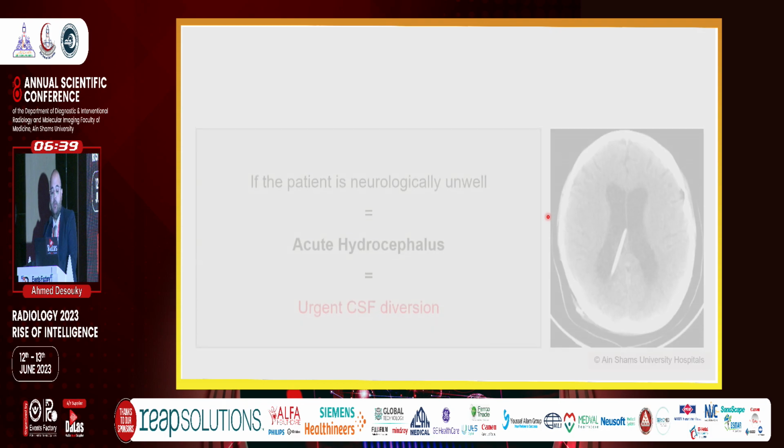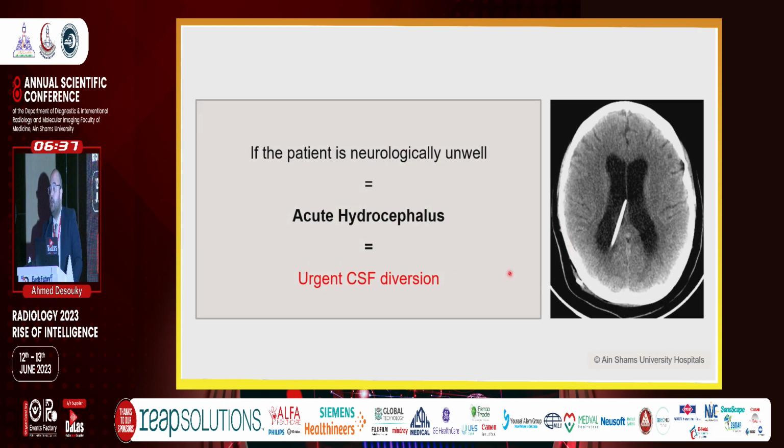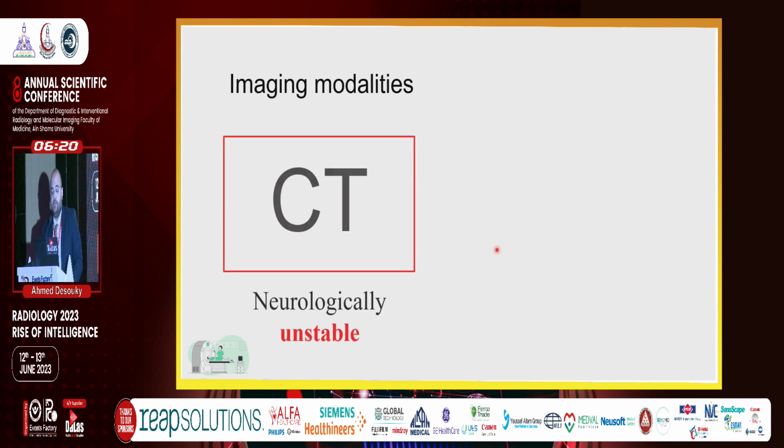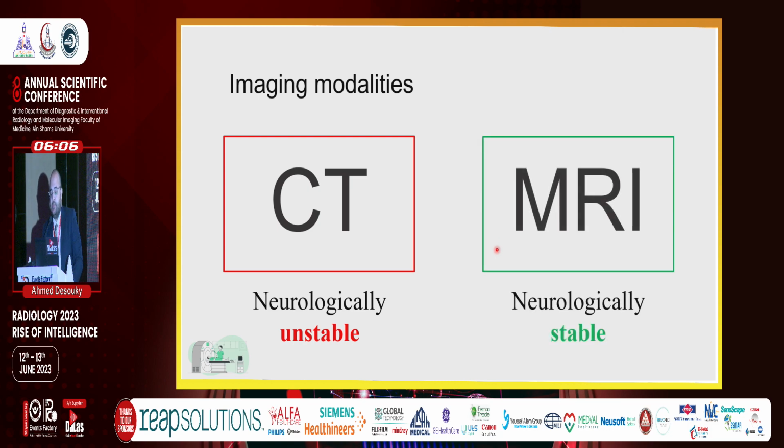Right. An important note, if the patient is neurologically unwell, meaning there's acute hydrocephalus, urgent CSF diversion should be done. And this is what happened to this case. So, as you can see, the imaging modality used to diagnose this patient is CT. And if the patient is neurologically unstable, we will not go for MRI. We have to stabilize the patient first, do the CSF diversion, and then follow up the assessment and treatment. But you can go to the MRI if the patient is neurologically stable.